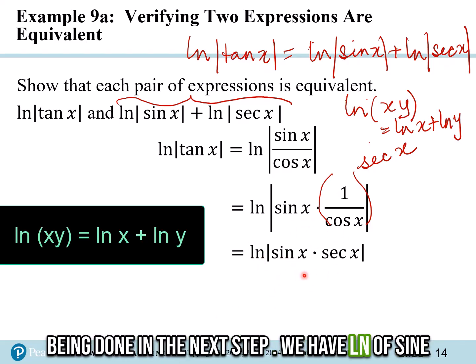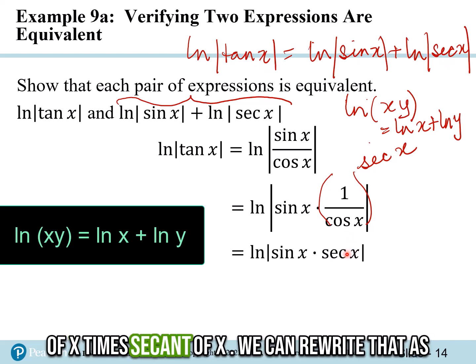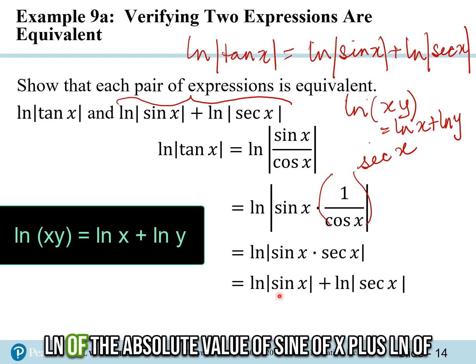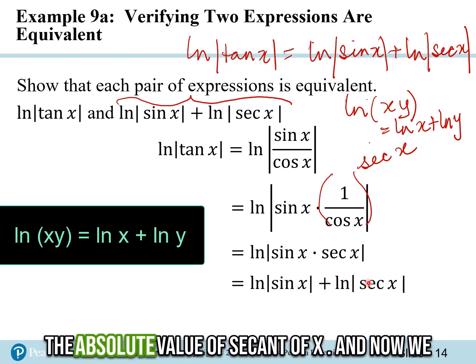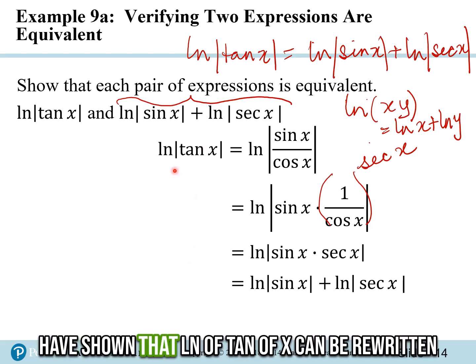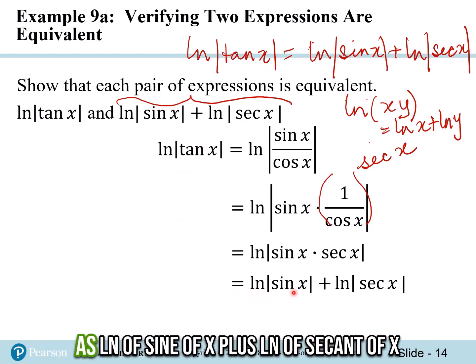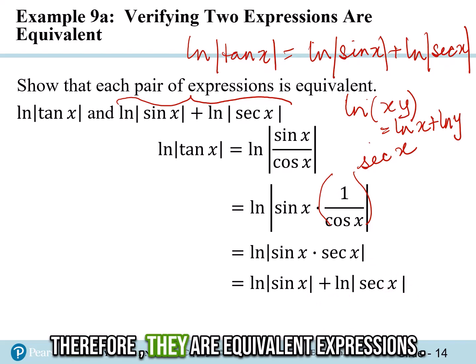We have ln of sine of x times secant of x. We can rewrite that as ln of the absolute value of sine of x plus ln of the absolute value of secant of x. And now we have shown that ln of tan of x can be rewritten as ln of sine of x plus ln of secant of x. Therefore, they are equivalent expressions.